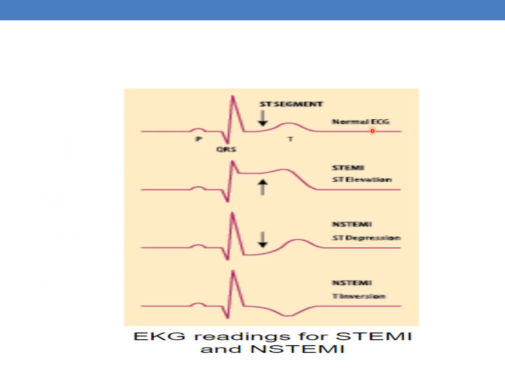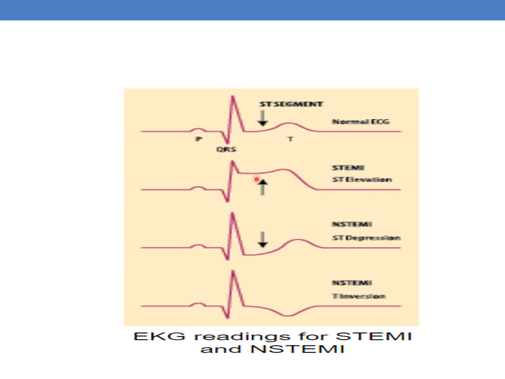Here you can see the schematic representation. This is a normal ECG. This is the ST segment, PQRS, and here you can see ST elevation. The ST segment has been elevated. There is elevation from this point to here. There is an elevation from the baseline. It is indicated in the ECG by this ST elevation.